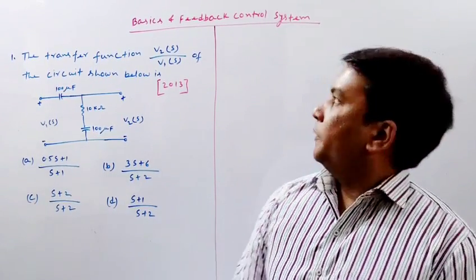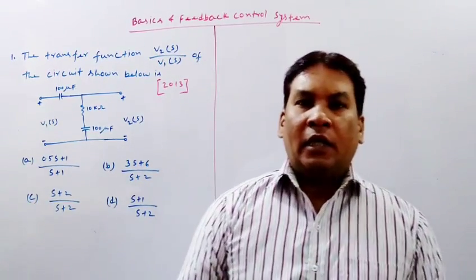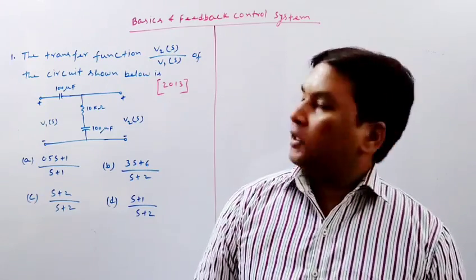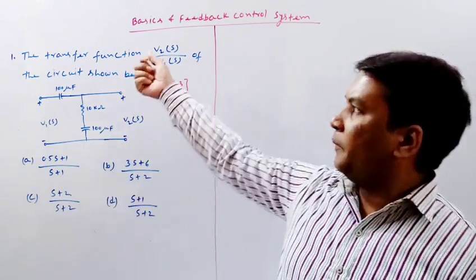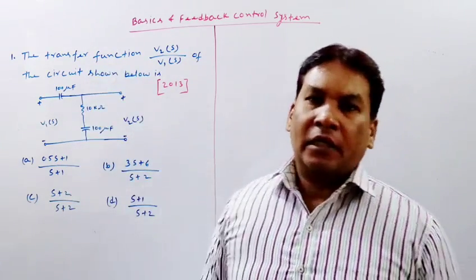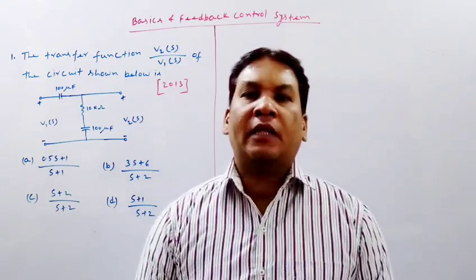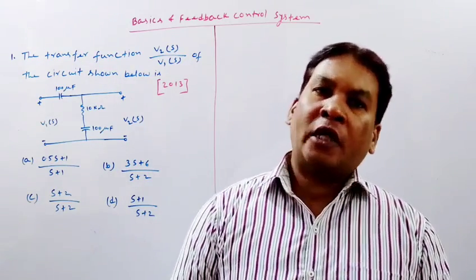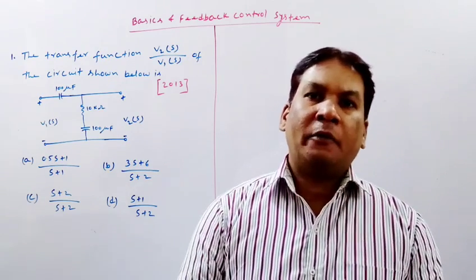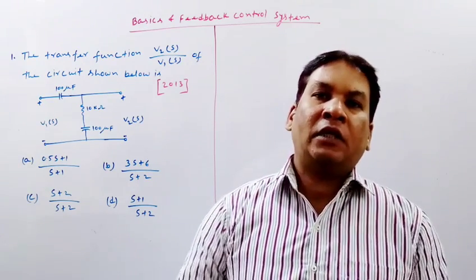Class number 2 of basics and feedback control system. Here we will define the term sensitivity, and if time allows, then we will see the problems also. If time does not permit, then we will see this problem in class number 3. So here, in continuation of class number 1, we will see the term sensitivity.